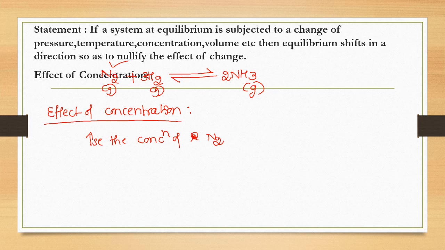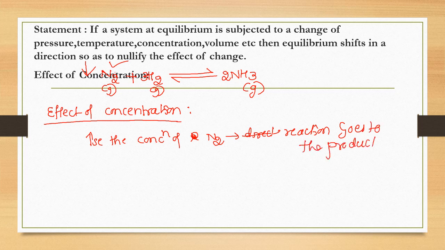So the system tries to decrease the concentration by proceeding the reaction in the forward direction. So the reaction goes to the product side, or in the forward direction.